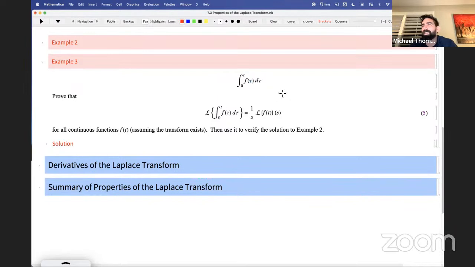Anyone? We've already got a t there. We can't use a t twice, because once you find the antiderivative, you're going to have to plug in a 0 and a t, and then you're going to have multiple t's. So it just doesn't work.